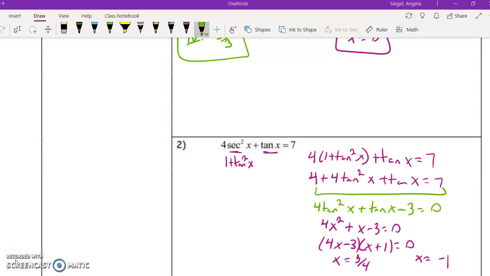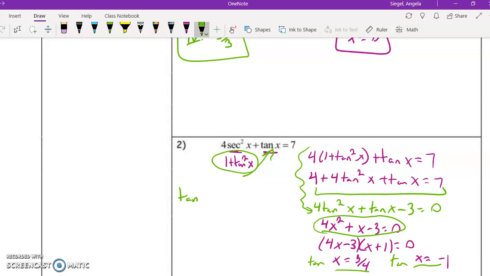Okay, so this is my work so far. So I saw that secant squared x is the same thing as 1 plus tangent squared x, and that got that in the same term. So here's my process here. I just simplified, and then I just focused on the algebra of it, and I ended up with tangent of x equals 3/4 and tangent of x equals -1.